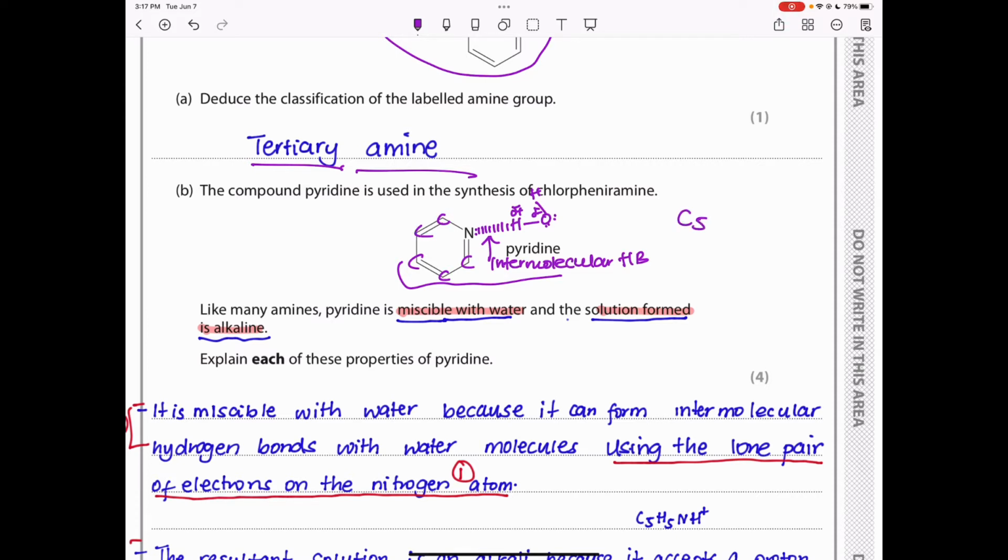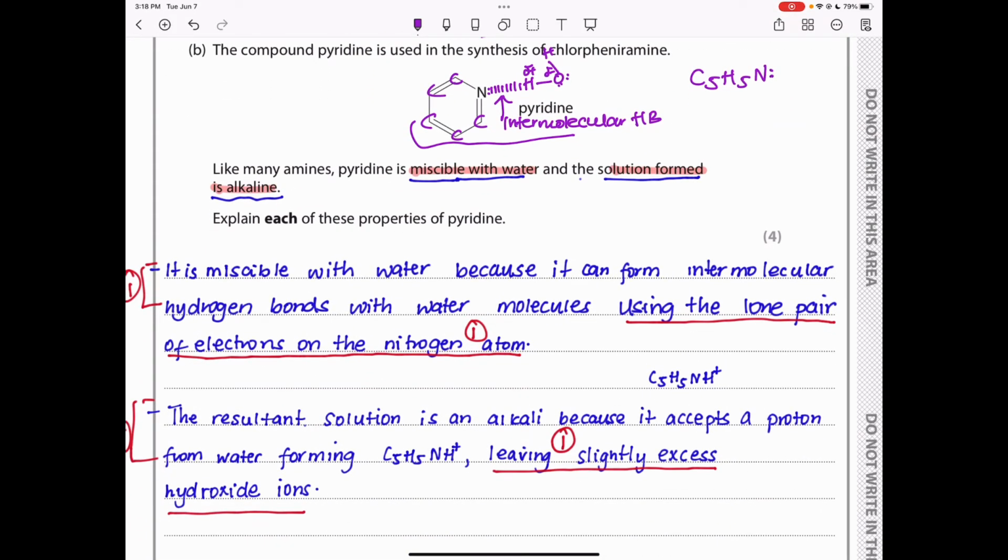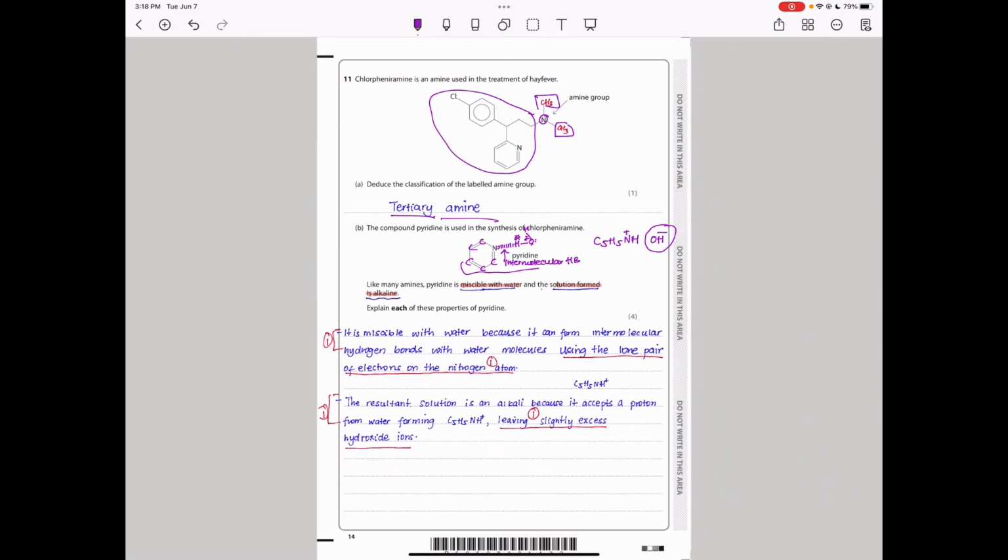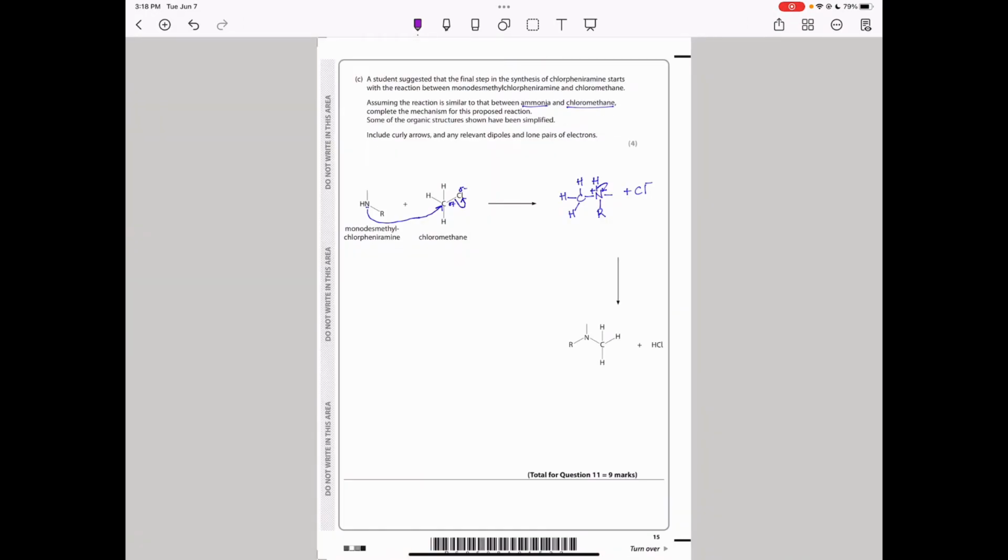We have 5 carbons, 5 hydrogens and 1 nitrogen. However, this nitrogen has a lone pair. You know water can act as an acid and it can act as a base. In this situation, water is going to donate a proton, or the pyridine will accept a proton, and therefore it becomes like that, leaving OH minus. The OH minus left is going to make the resultant solution slightly alkaline, and that is why we can say it forms an alkaline solution.